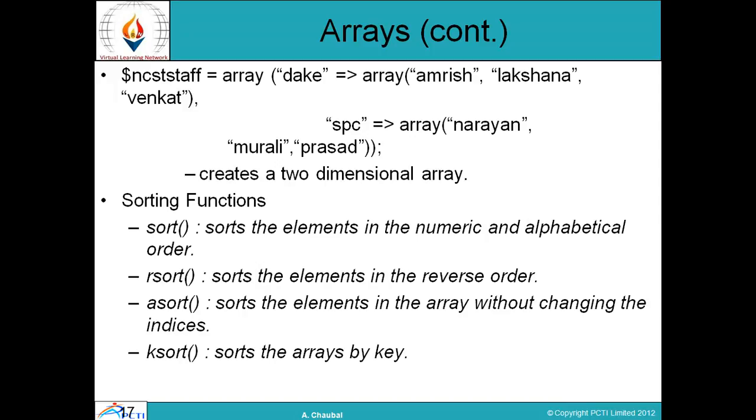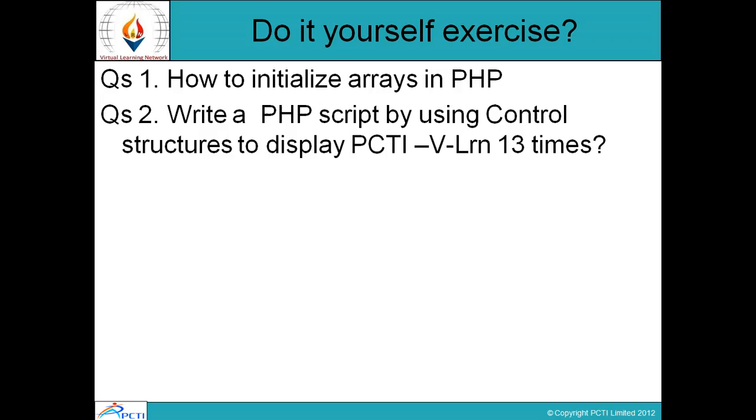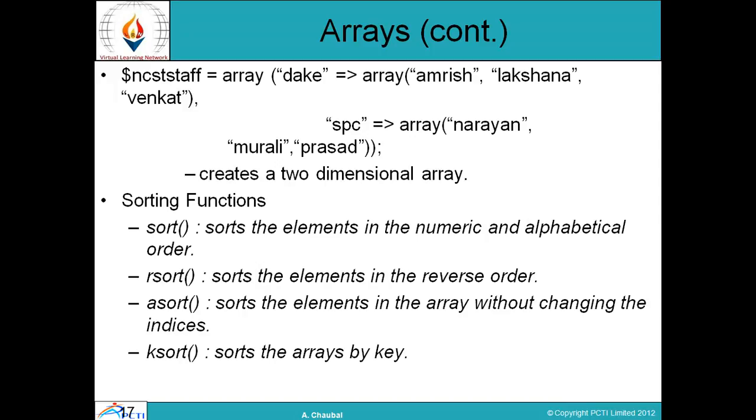Apart from this, we have another example like NCS staff is equal to array, then array Amrish, Lakshna, Venkat. So you can apply sort, rsort, asort. Sorting can be done with the help of key. We have some other functions also.